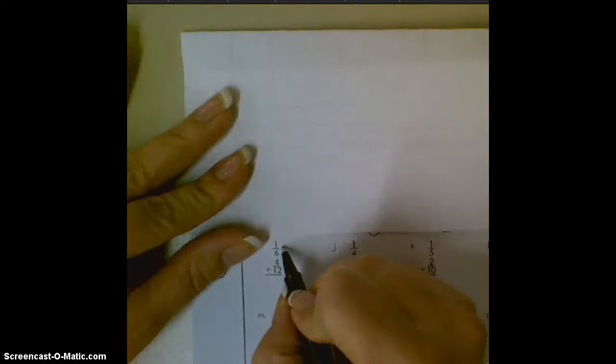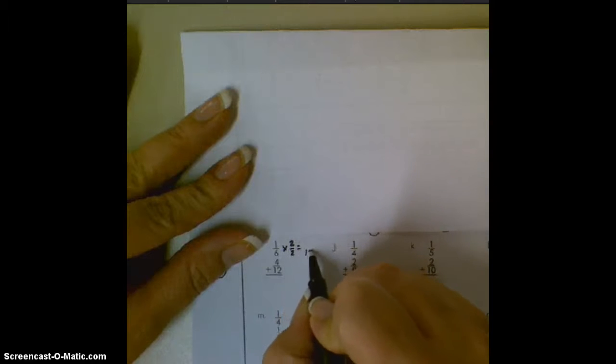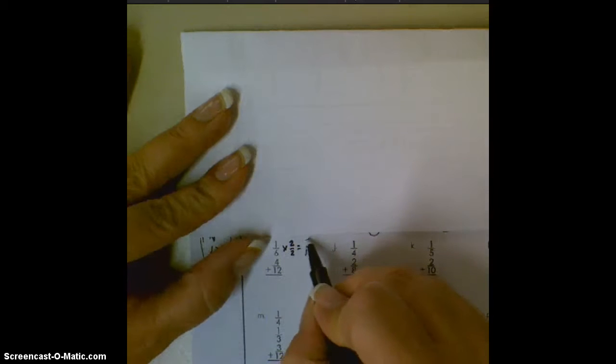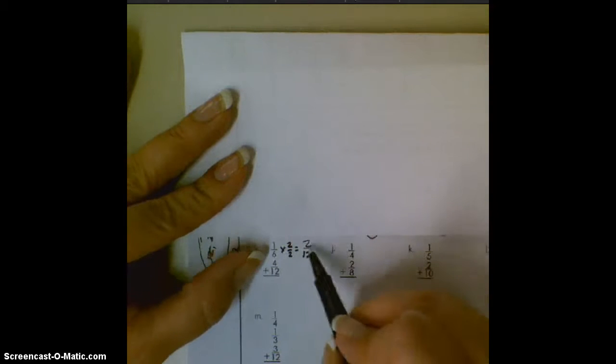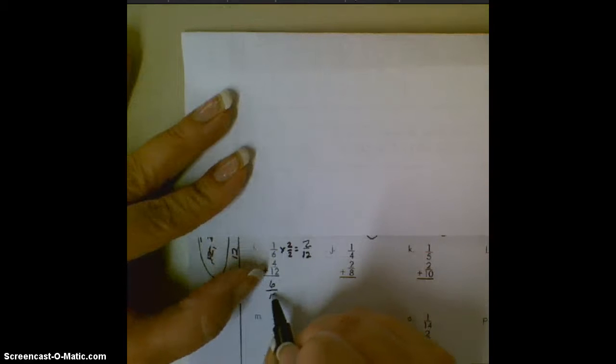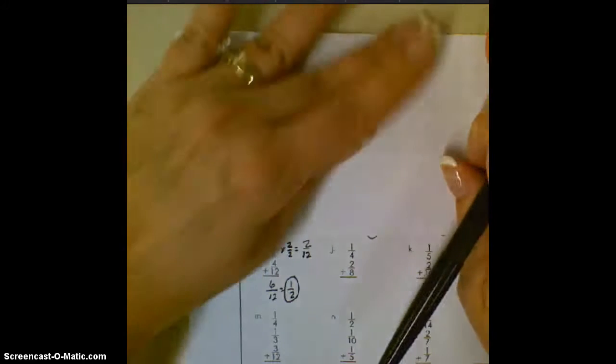1/6 and 4/12, a common denominator on this one will be 12. So if I multiply 1/6 by 2/2, I can get 12 as my common denominator, and 1 times 2 is 2. Now all I have to do is add down. 2 plus 4 will be 6, and I keep my same denominator of 12, and I know that 6/12 is the same as half, so we'll just leave it just like that.